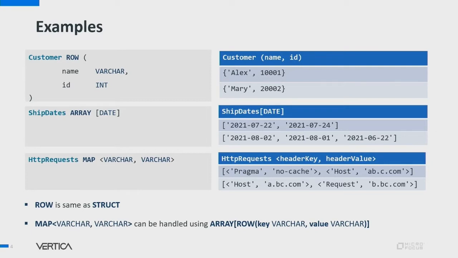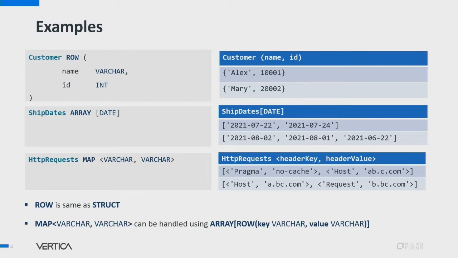A map, since it is a collection of key value pairs, can also be handled as an array of rows. A map is nothing but a collection, so we have an array there, and the element type is a key value. You have a row with the first field as key and the second field as value. And in this example, we have varchar for both.